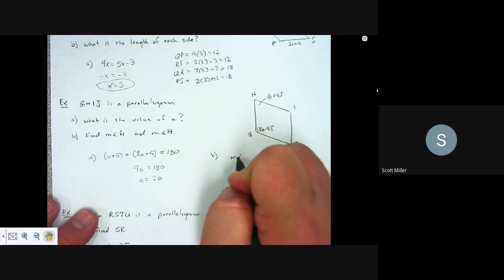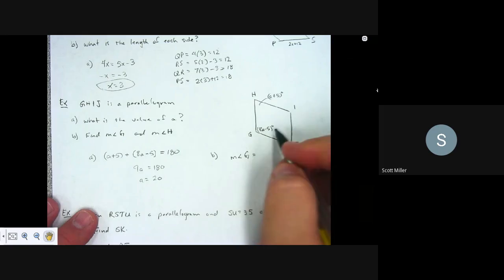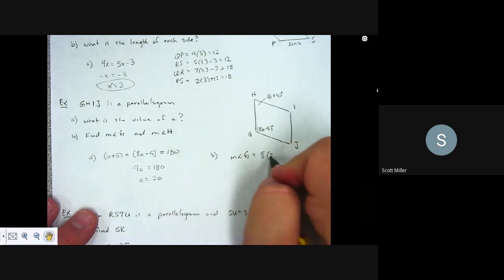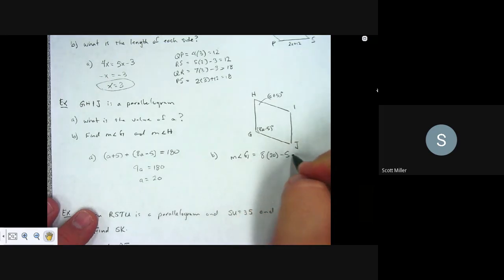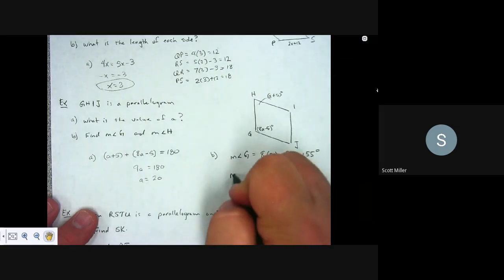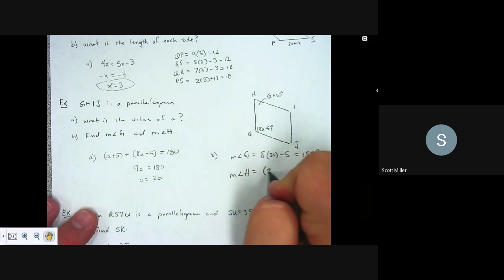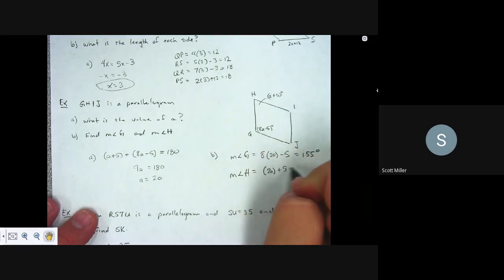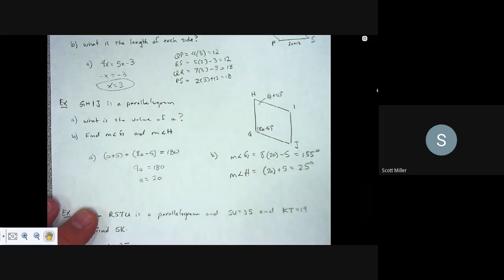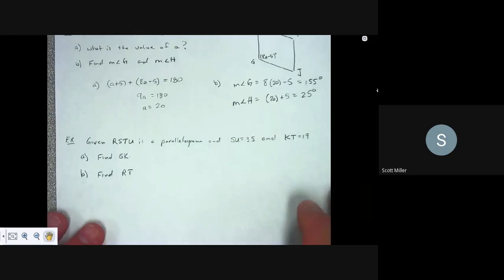So what is the measure of angle G? Well, it is 8 times 20 minus 5, which gives me 155 degrees. What is the measure of angle H? Well, it is 20 plus 5, which is 25. Okay, and another parallelogram question right here.